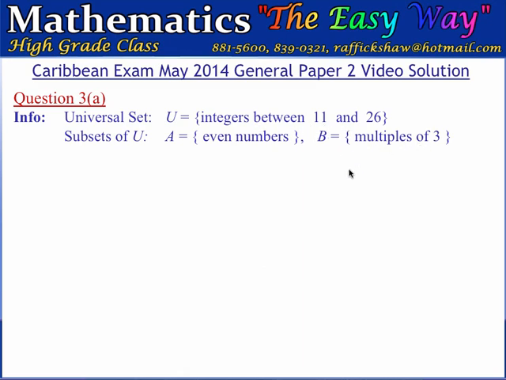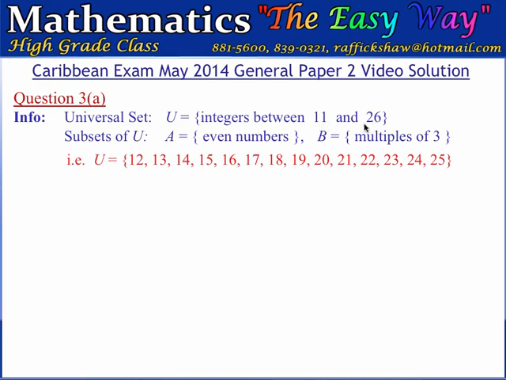Now what we want to do first is list out the members of the universal set, and this is it. The universal set U, which are the integers between 11 and 26, and therefore it will not include 11 and 26, would be 12, 13, 14, 15, 16, 17, 18, 19, 20, 21, 22, 23, 24, and 25. These are the members of the universal set.